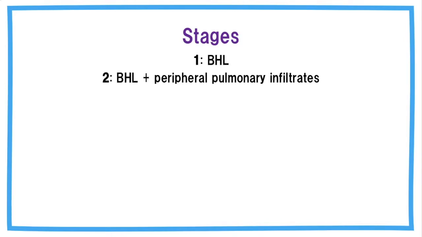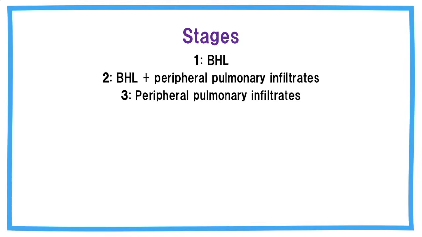The level of progression of sarcoidosis in a patient can also be put into stages, with stage 1 there being bilateral hilar lymphadenopathy only, in stage 2 there being both BHL and peripheral pulmonary infiltrates, which can look a bit like pneumonia and can be seen on a chest radiograph. In stage 3, there are these infiltrates only.